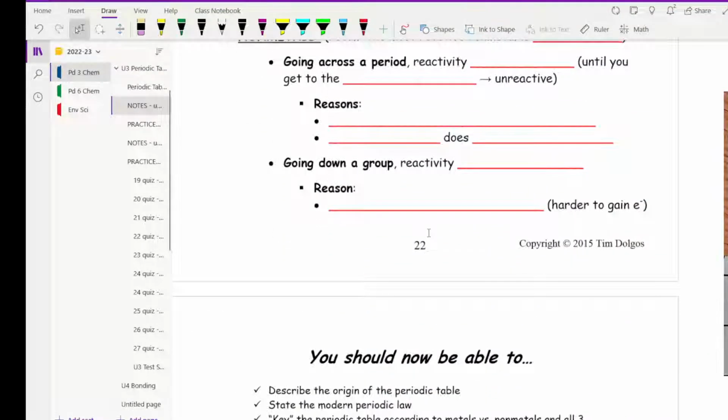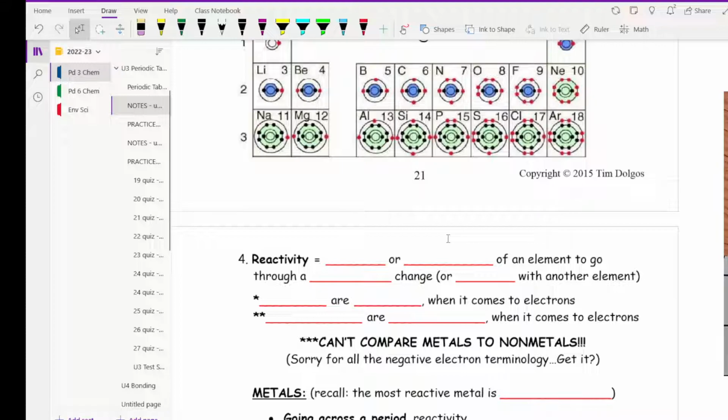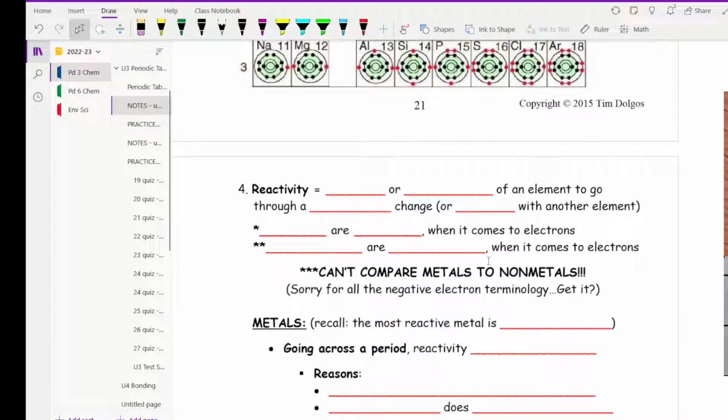All right, this is our last page. Reactivity. That's an interesting thing because people can be reactive, atoms can be reactive. It means something happens in the outside world and an organism or material reacts to it. So it's the ability or tendency of an element to go through a chemical change or react with another element.